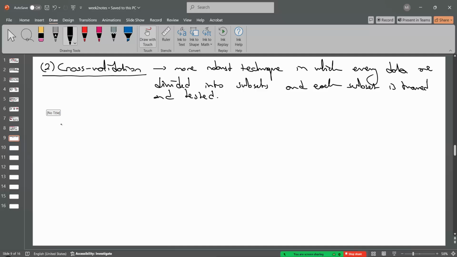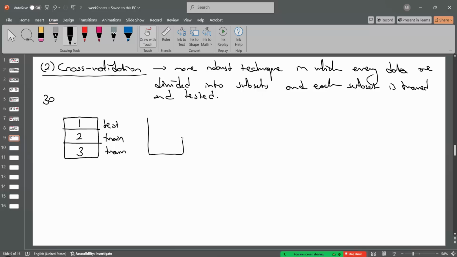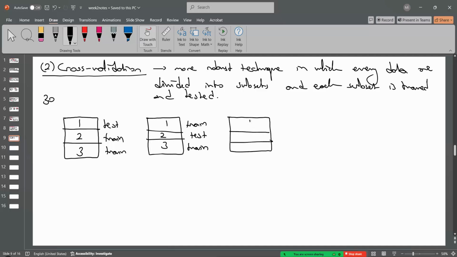In order to train our algorithm, for example, we have 3 sections. If we have 30 data points, 10, 10, 10 can be collected here: 1, 2, 3. In the first round, this is the test data and these two are the train. After that, we train the neural network with 1, 2, 3. This is the train, but this one is the test right now, and this is the train. In the last case, we have the 1, 2, 3 subsets, where these two are the train and this is the test data.